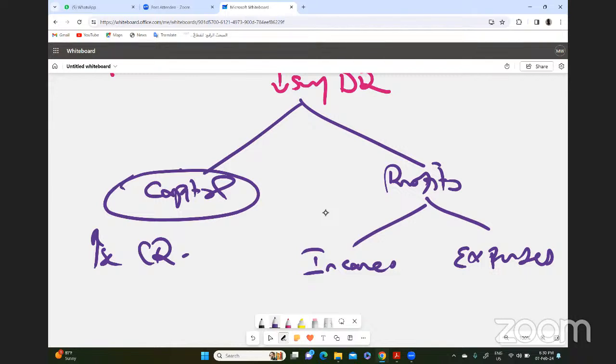Okay. Profits will increase your equity. So meaning profits are also credited. Are we together? Profits are credited. And what makes your profit to increase?